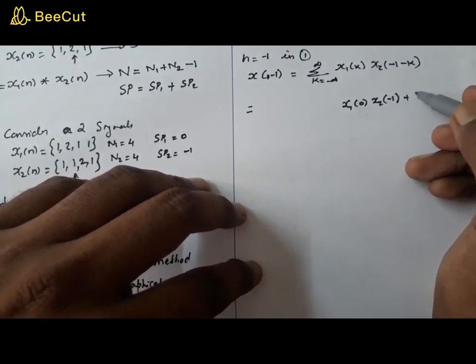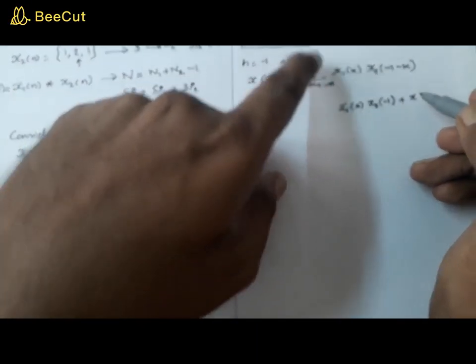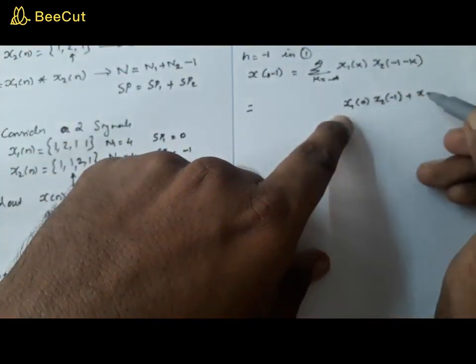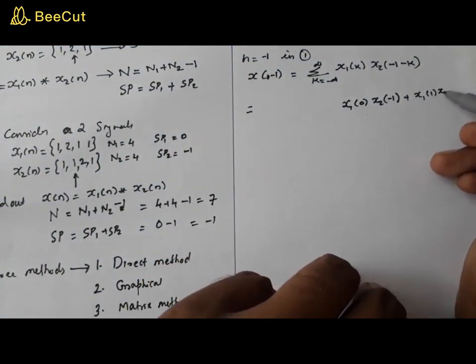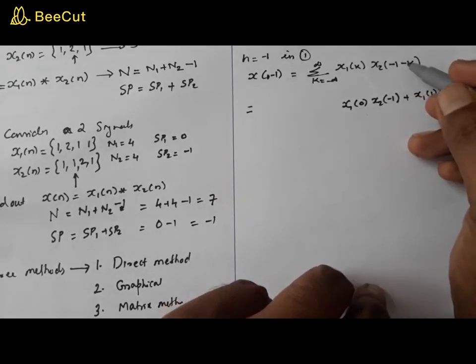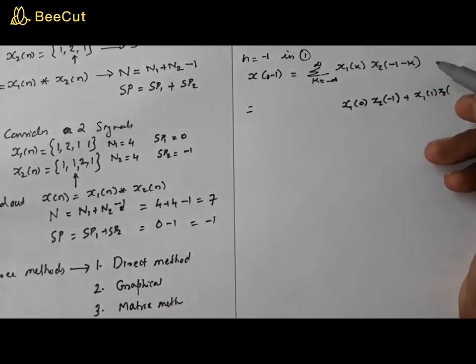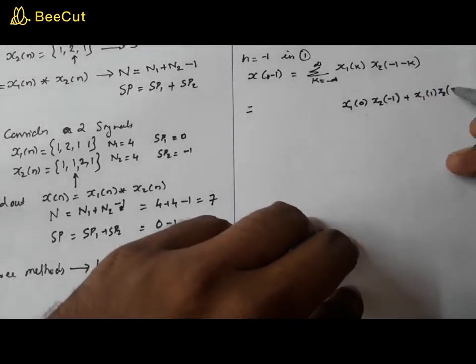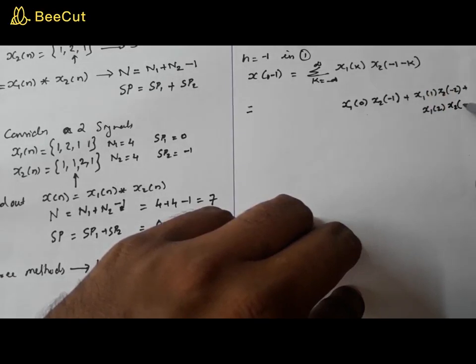Then plus, putting k is equal to 1, this will be x1 of 1 into x2 of minus 1 minus 1, which is equal to minus 2. Then next is x1 of 2, that is, you are putting 2. When you put 2, x2 of minus 1 minus 2, which becomes x2 of minus 3.